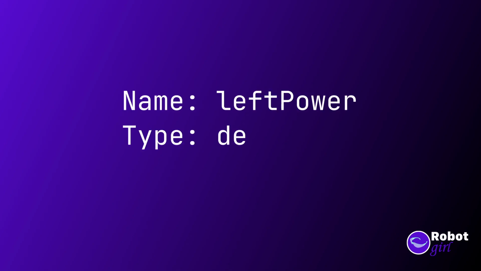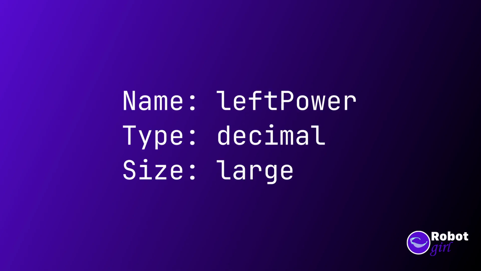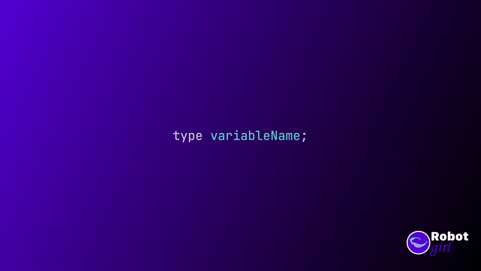Okay, so let's say that we've thought up a great variable name, we know what data type it needs to be, and what size it should be. How do we write that in Java? To create a variable, you simply need to define it. A variable definition in Java starts with the type first, then the name. So in our pushbot, this looks like double leftPower. Remember, type first, then name. So this is a variable named leftPower that holds decimal numbers that are double sized.